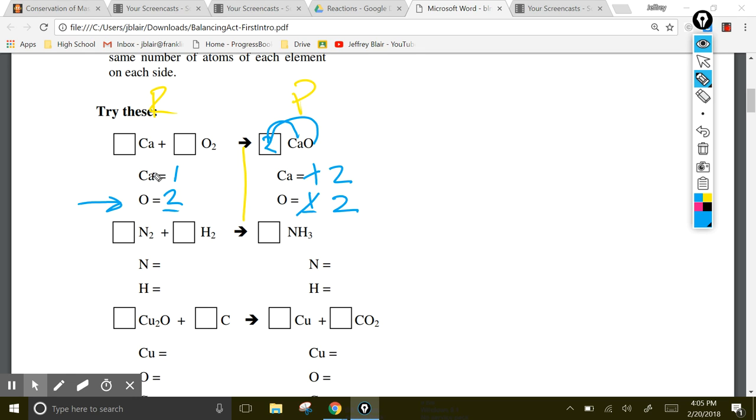Now my Ca right here is not equal, so I need to put a 2 in front of Ca. 2 times my 1 Ca gives me 2, and now my equation is balanced. I have 2 of everything on both sides.